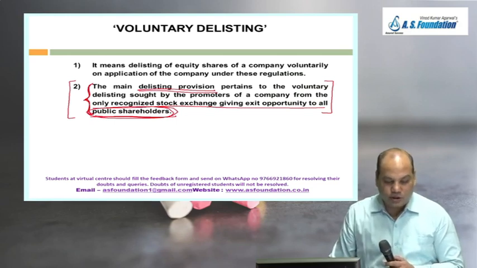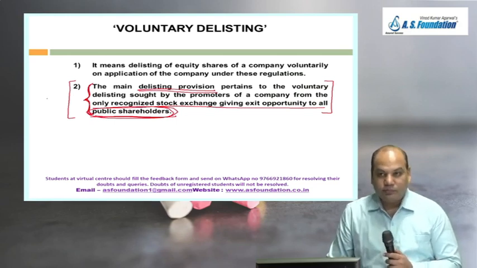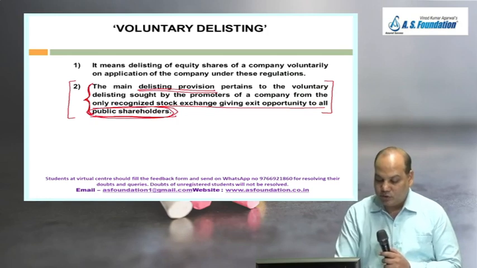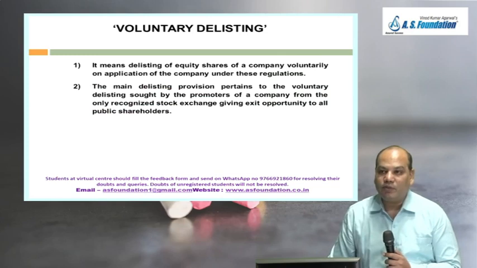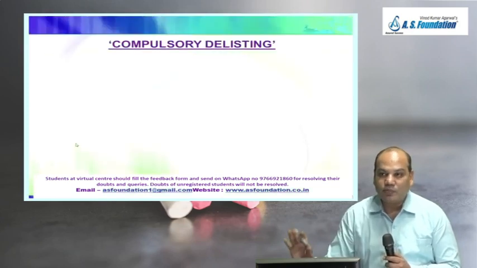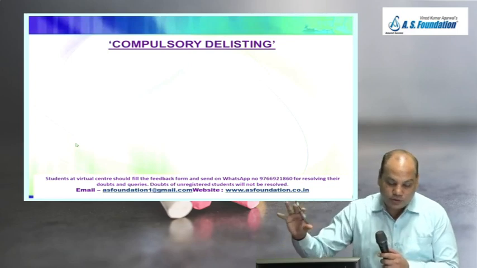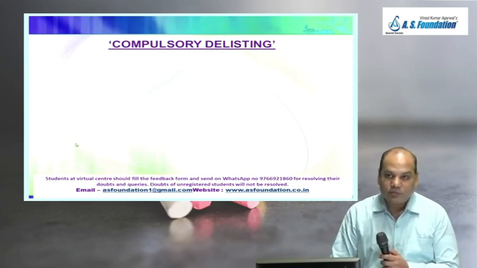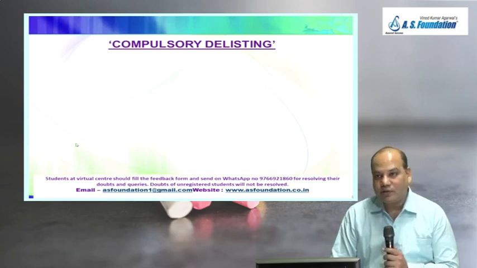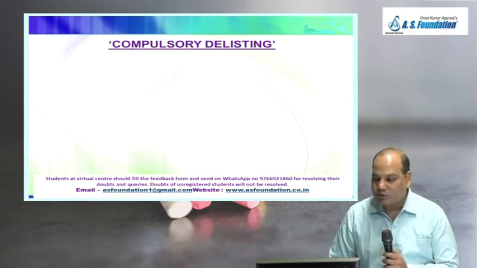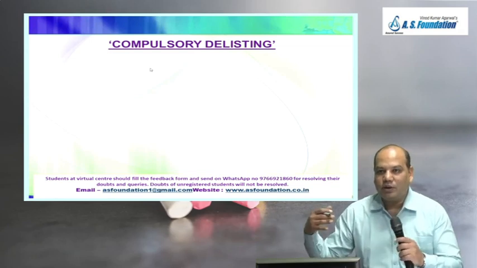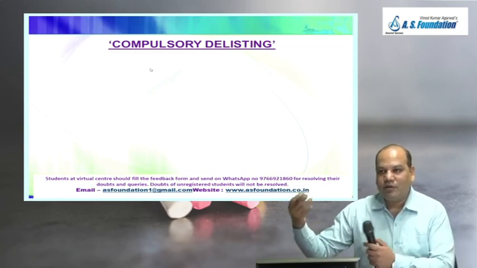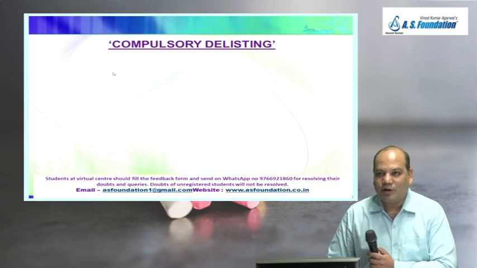So in order to ensure that the promoters do not keep the general shareholders in a difficult situation, SEBI must have some provisions that you have to first purchase their stake, give them an exit route, then get yourself delisted. Otherwise it will be cheating the shareholders. Take the money, list, delist, and now he cannot run away.